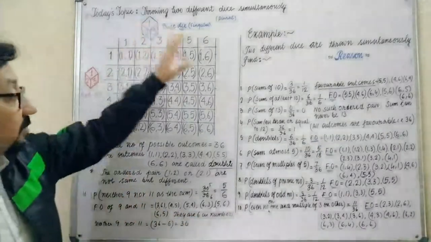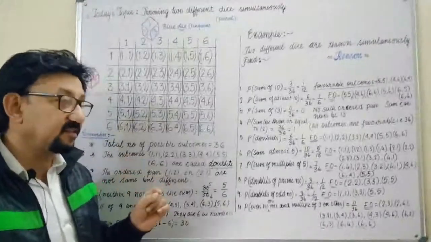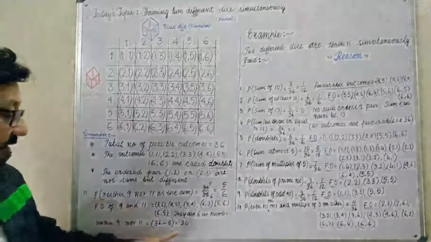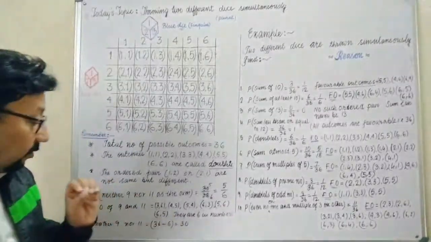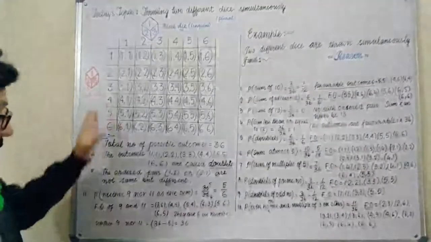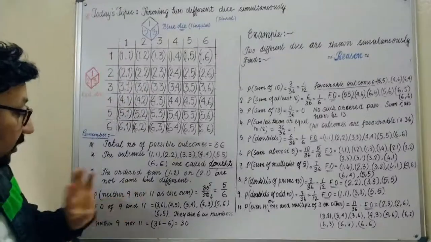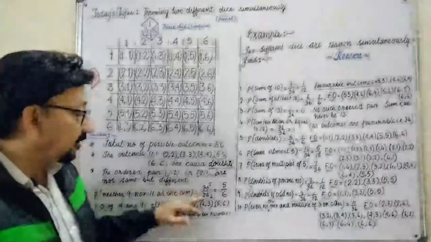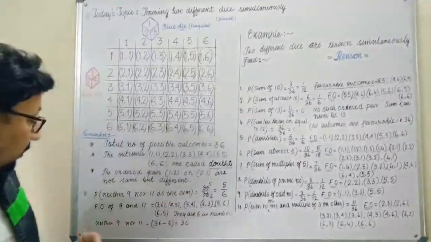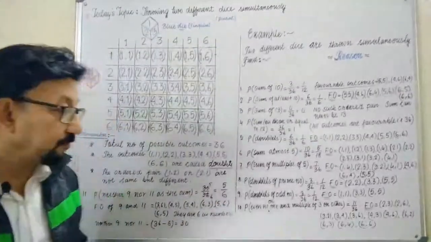So the total number of ordered pairs is 36. So 36 minus 6 will give you 30. 30 is the favorable outcome in this experiment, which is neither 9 nor 11. So 30 by 36 will give you the probability of this. So 5 by 6 is the probability.